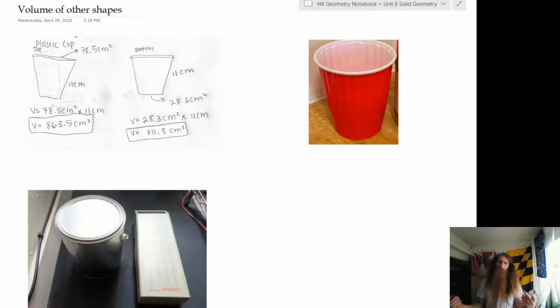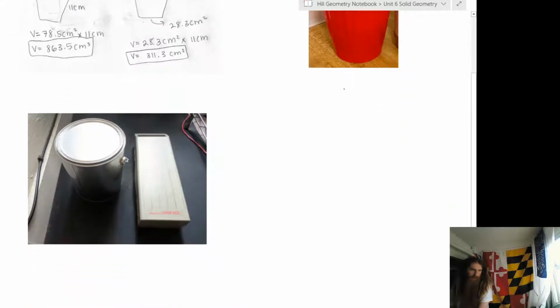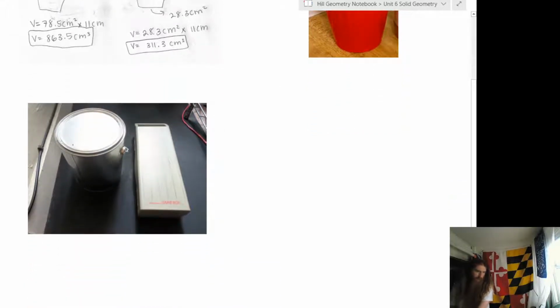Hey geometry students, Mr. Hill here to show you an example of finding the volume of an irregular object, and then I'll compare that to my other object. Hopefully, or probably, you are coming from this video where Vanessa found upper and lower bounds for her plastic cup, and my objects down here were a paint can, and this is an old school GameBoy carrying case that I still have from when I was single digit age.